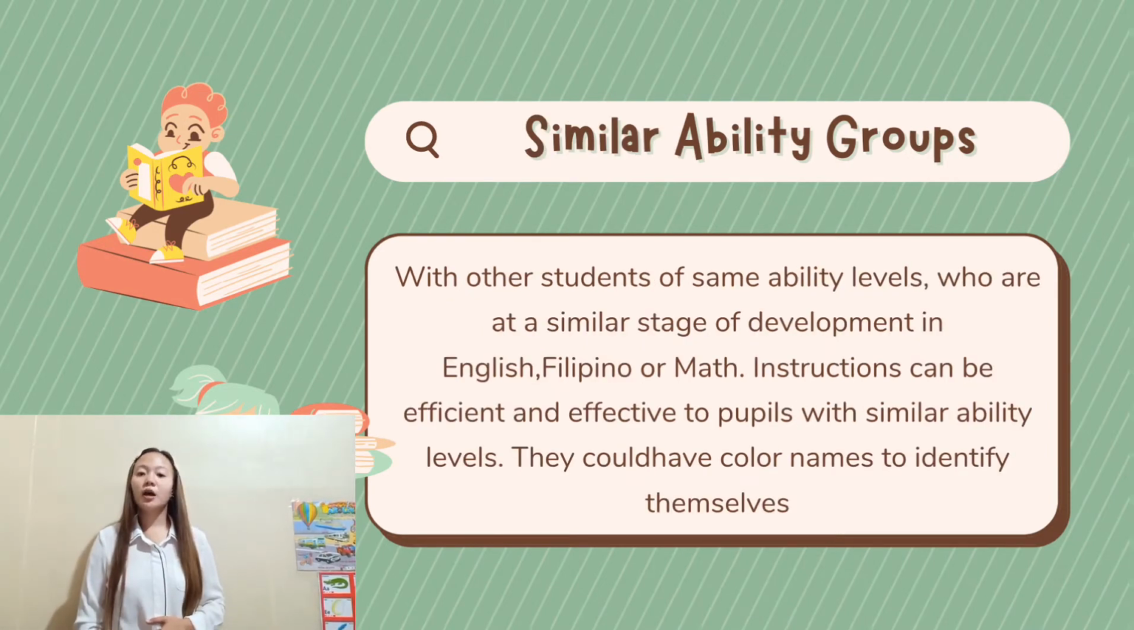Second are the similar ability groups, with other students of the same ability levels who are at a similar stage of development in English, Filipino, or math. Instruction can be more efficient and effective to pupils with similar ability levels. They could have color names to identify themselves. There is no difference in the grade level, age, or growth stage between the students here. In terms of their abilities, they are all the same.